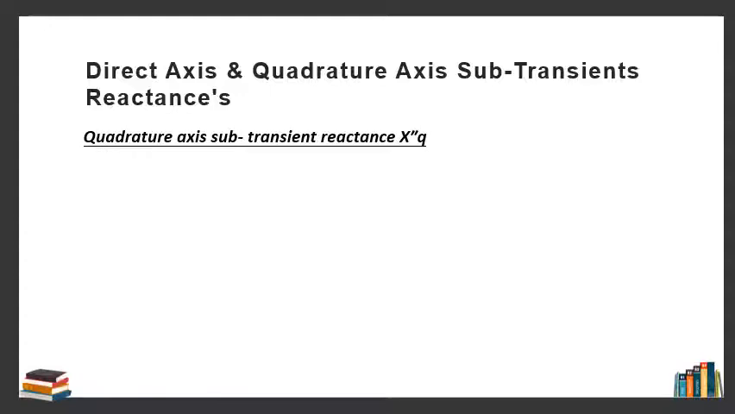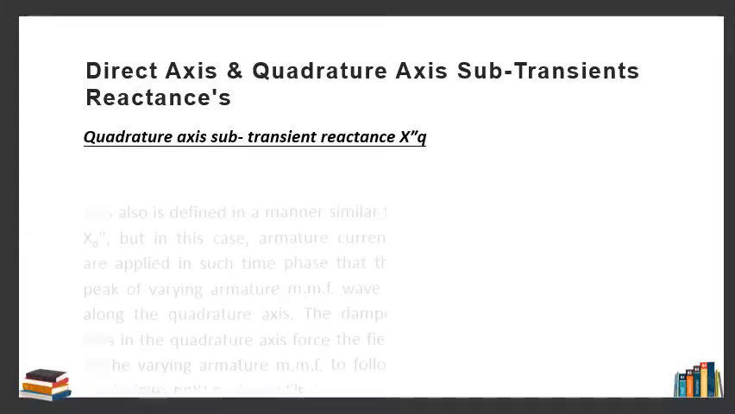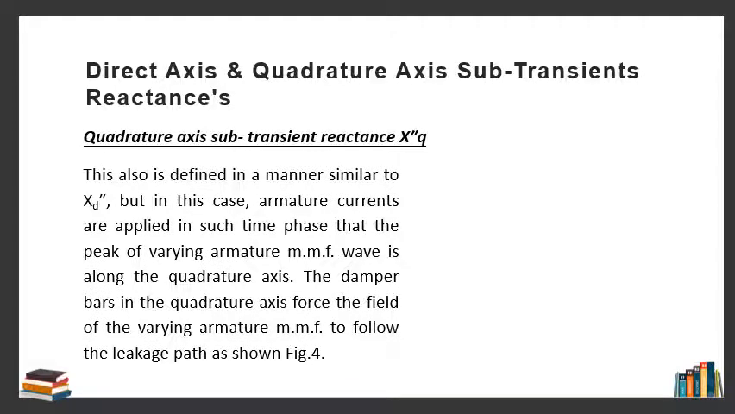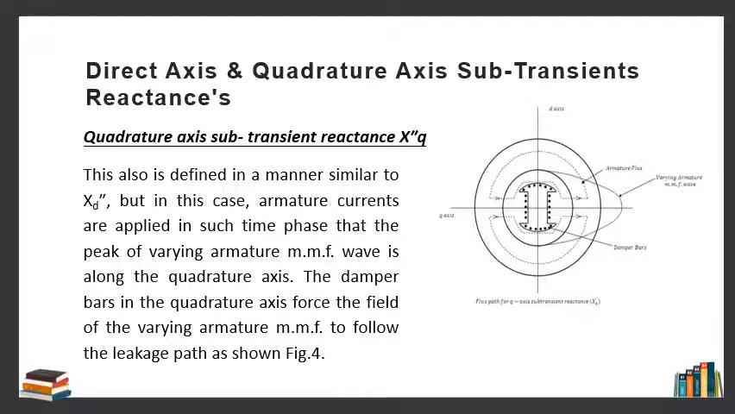Next is the quadrature axis subtransient reactance XQ double dash. This is also defined in a manner similar to XD double dash, but in this case the armature current is applied in such time phase that the peak of the varying armature MMF wave is along the quadrature axis, not the direct axis. So in a diagram, we show the varying armature MMF wave. The damper bar in the quadrature axis forces the field of the varying armature MMF to follow the leakage path as shown in figure 4. So this is figure 4, the flux path for Q axis subtransient reactance XQ double dash.